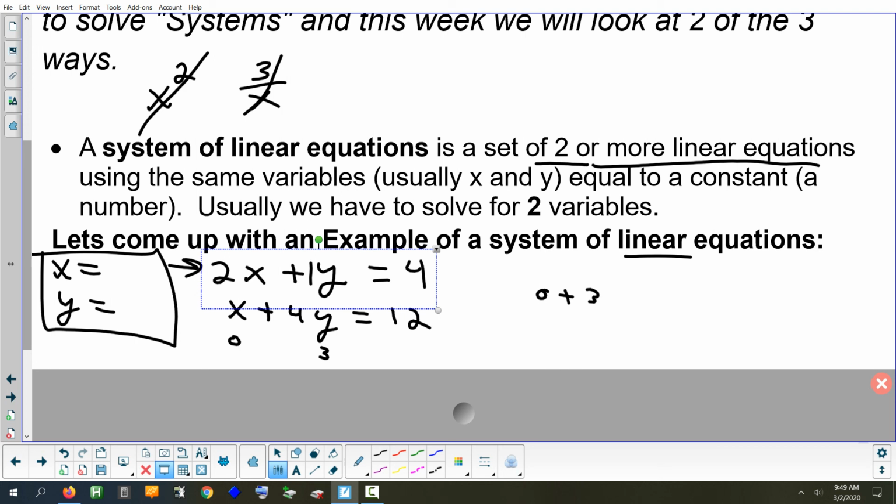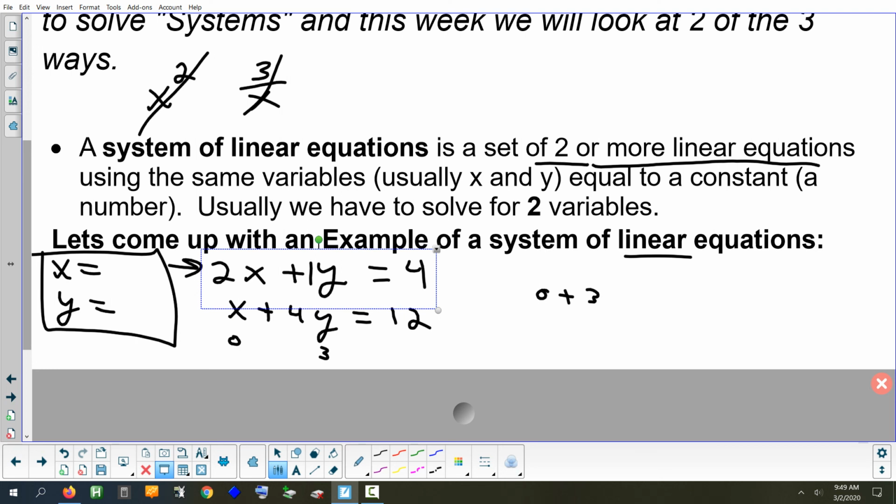Now, just trying to guess different answers, you're going to be here all day trying to figure it out. So I'm going to show you how we can find the exact answer without trying to guess. And there usually is only one answer that would work in both. Only one. One value for x, one value for y.